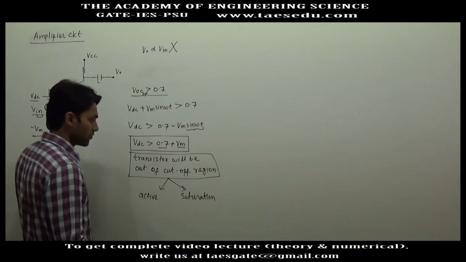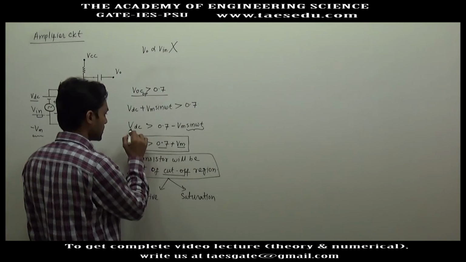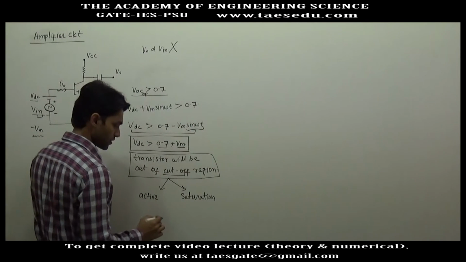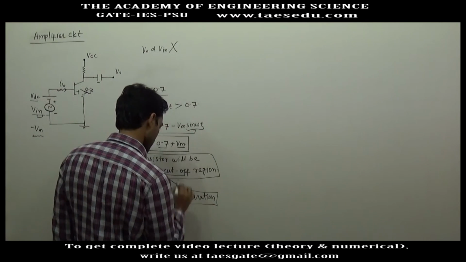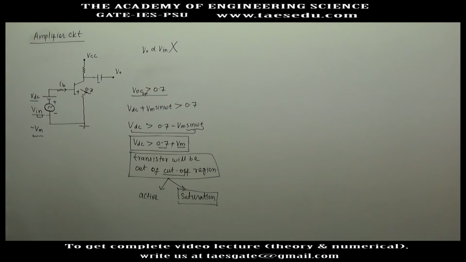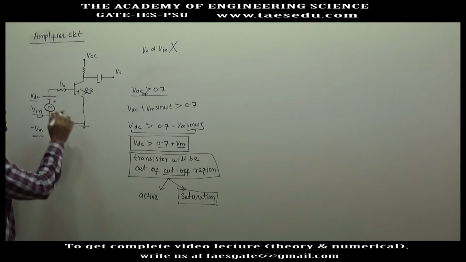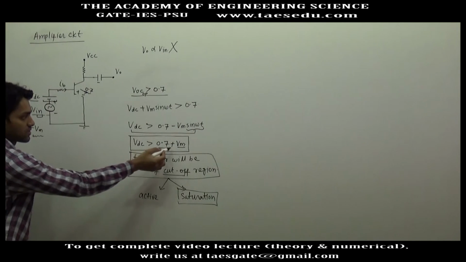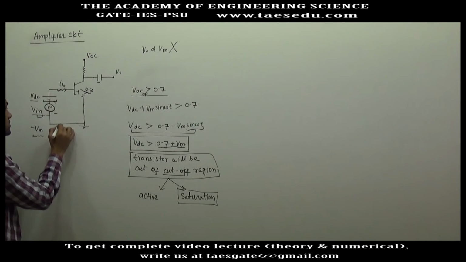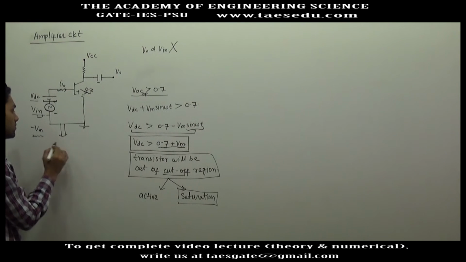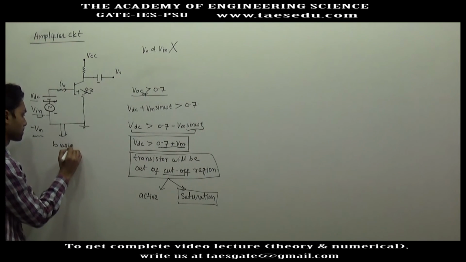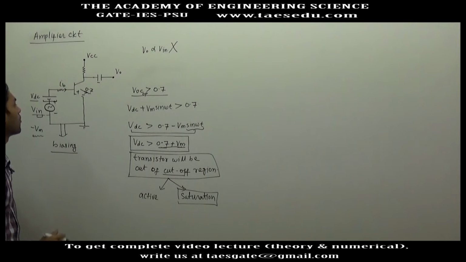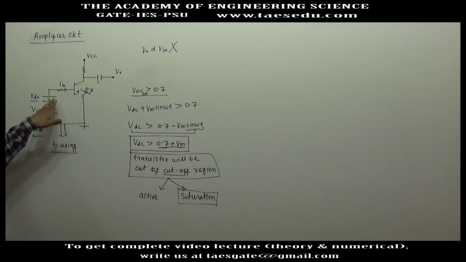So we have taken care of cutoff region by satisfying this condition. Now we have to take care of saturation region. To take the transistor out of cutoff region, you will connect a DC voltage source of at least this magnitude. This is called biasing of the transistor, or simply biasing. Obviously, this will be your input voltage, and this will be the bias voltage.